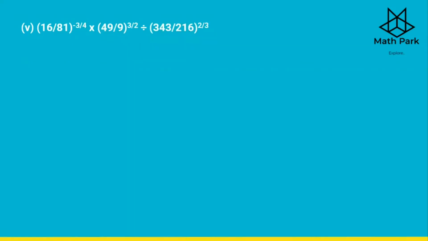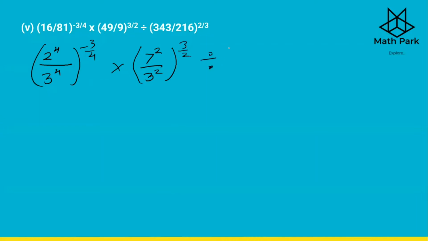In question number 1, in between I have left 2 parts, which I want you to do yourself. This is 16 upon 81 raised to minus 3 by 4. So you have to look for the denominator of the fractional exponent. There is some relation between this number and the denominator of the fractional exponent. Now 16 is 2 to the power 4 and 81 is 3 to the power 4. This all is raised to minus 3 by 4. 49 is the square of 7 and 9 is the square of 3. This is raised to 3 by 2.